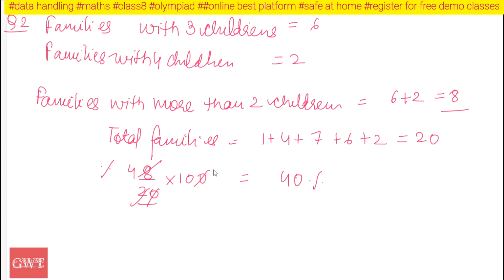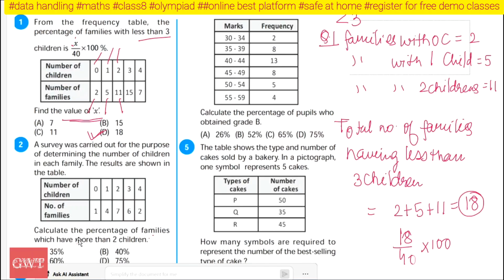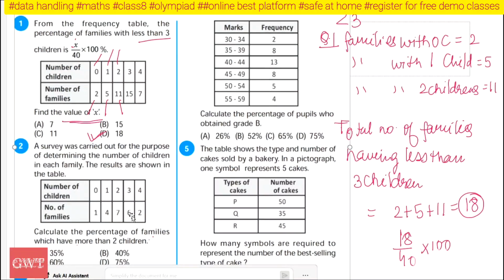40%. Okay, see what they are asking: calculate the percentage of the families which have more than 2 children. So how have we calculated this? There are 20 families in total, and they are having more than 2. So I will add only 6 and 2. One family has 3 children, one has 4 children. So I will get my answer.